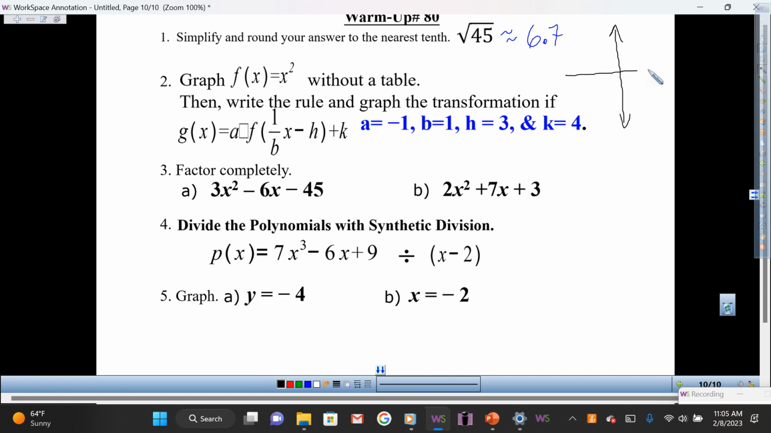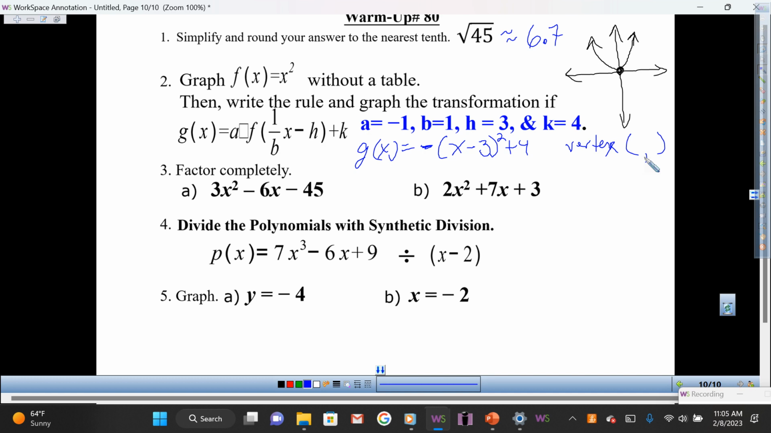My quadratic function goes through the origin. It looks like this. It's a parabola. However, when we write our rule, substituting values should look like this: g of x equals negative, parentheses, x minus 3 squared, plus 4, which means our parabola is going to end up at a new vertex. Tell your neighbor the new vertex, please. New vertex for that new transformation.